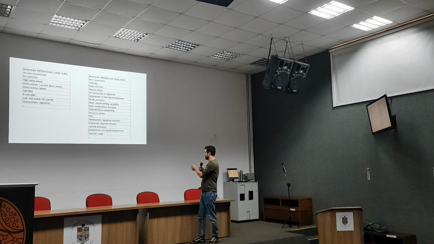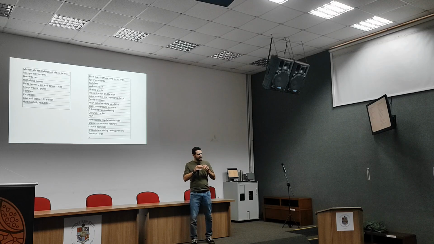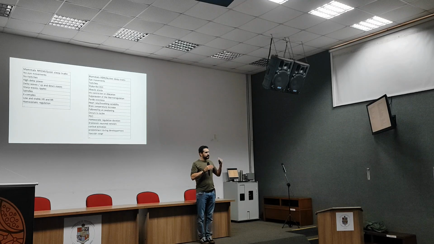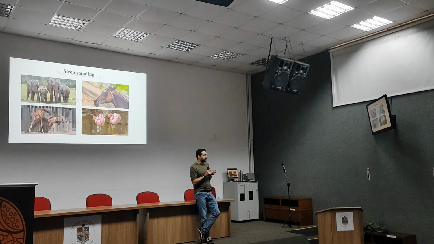But we can see that there is mostly iris constriction, suppression of thermoregulation, penile erection, heart rate and breathing variability, REM sleep occurring in cycles, and ponto-geniculo-occipital waves through the brain. REM sleep is also homeostatically regulated. An animal that is REM sleep deprived increases the REM sleep quantity specifically after that. So there are really two different states with different traits, and this is just to show the complexity of the two states. So let's start with the macroevolution. How are animals sleeping? Some animals can sleep standing.